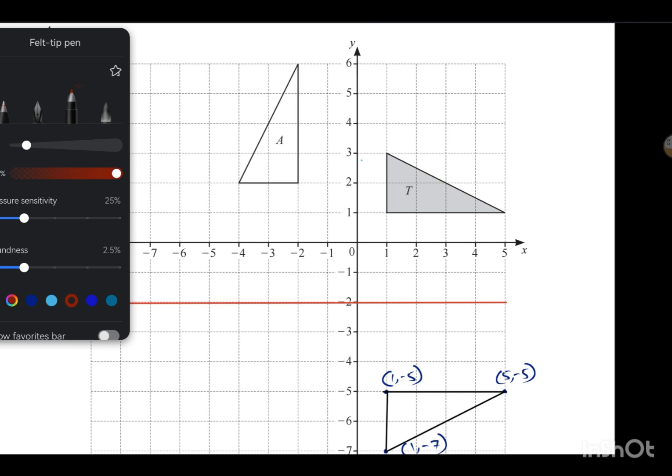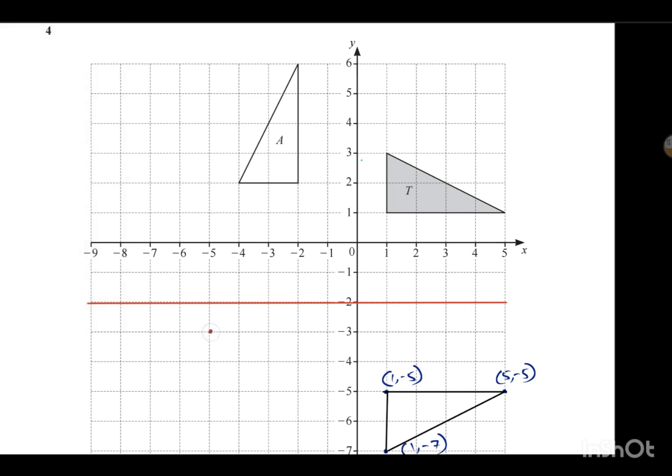Center of enlargement: minus 5, minus 3. This is the center of enlargement, minus 5, minus 3. Now here the scale factor is half, it is not negative, so our figure will be on the same side. The enlargement shape will be on the same side of the center. Okay. And now the half.